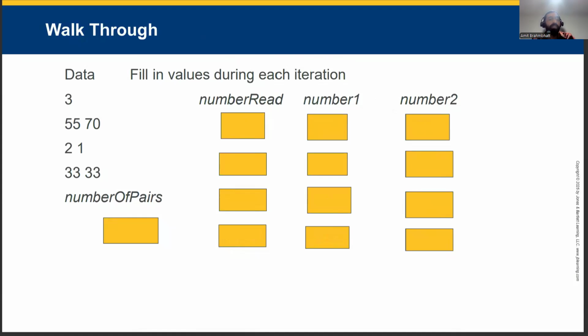Walkthrough. This slide provides a walkthrough table that shows how the pseudocode algorithm works across several iterations. It includes sample values for the variables such as number read, number 1, number 2, and number of pairs, and demonstrates how they change during each cycle of the loop. By tracking these values visually, you can better understand how the algorithm processes data and updates internal state. This walkthrough makes the abstract pseudocode concrete, helping you verify whether your logic behaves as expected.